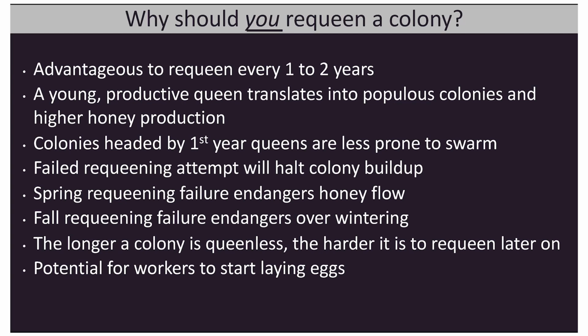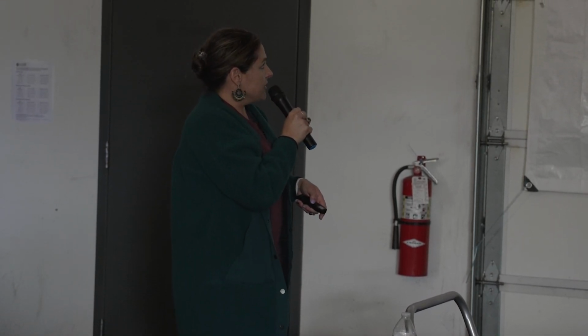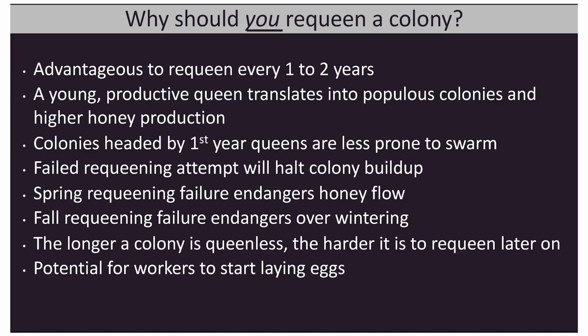So in short, I hope that you learned something about the biology of queens or drones today that you didn't know before. And to start playing detective in your own colonies, it might be a good idea to think about requeening every 1 or 2 years, because a young productive queen translates into more populous colonies with higher honey production. In general, there are so many advantages.